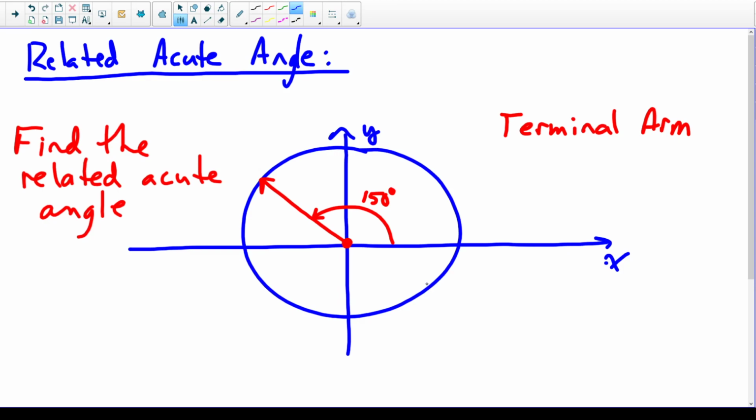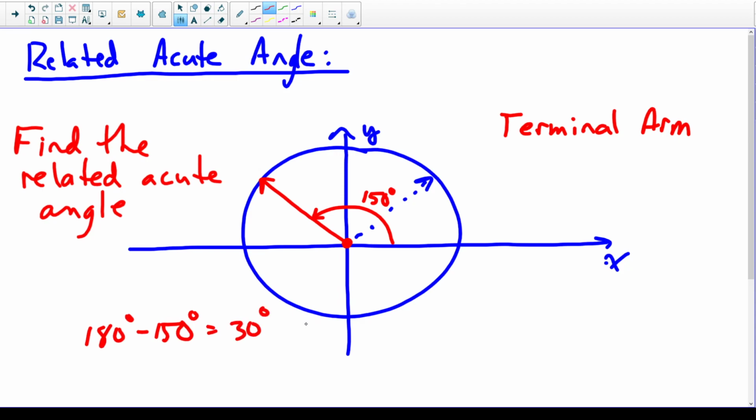Recap that. So find the related acute angle is what the question's asking. The related acute angle is, just a recap of yesterday, the mirrored image angle in the first quadrant from the 150 degrees. And in this case, as mentioned in chat, it would be 30 degrees, right? Now, how would you calculate that 30 degrees? Well, if you go all the way to 180 and you subtract 150, you're going to get that 30 degrees, right?